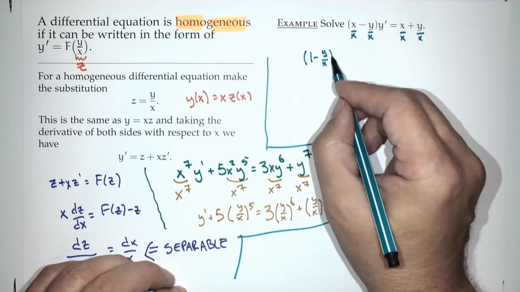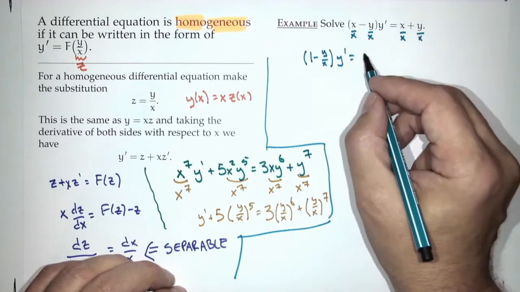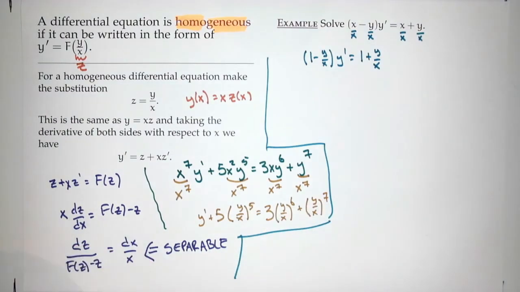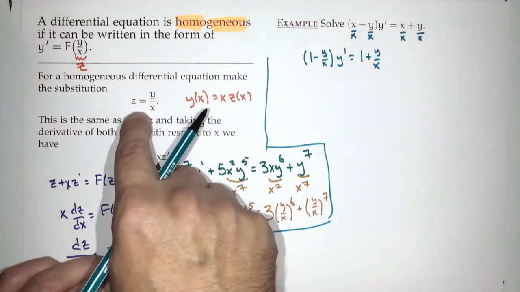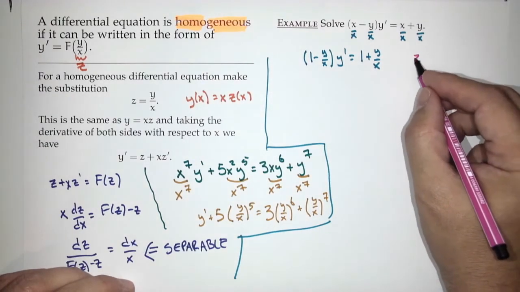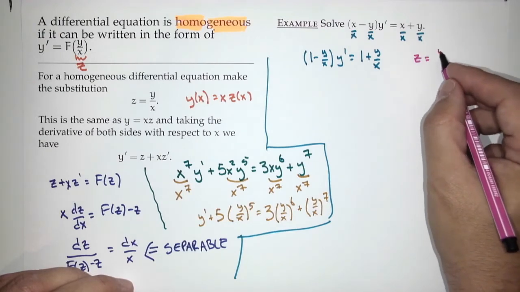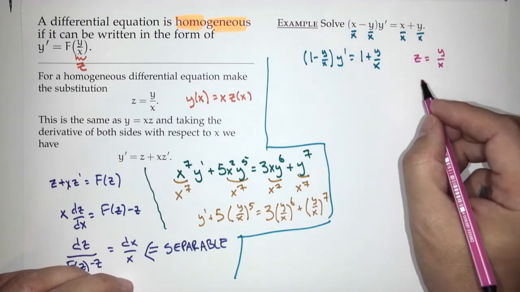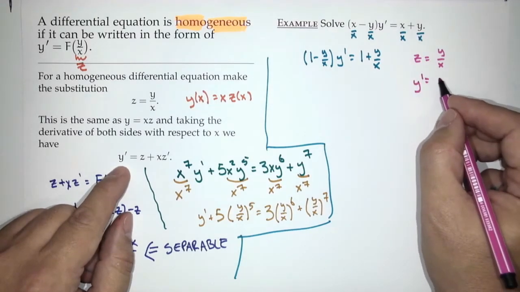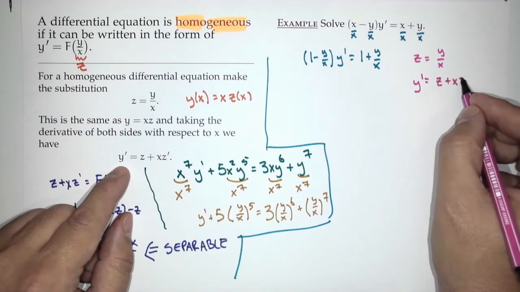So 1 minus y over x times y prime is equal to 1 plus y over x. And we say, aha, great. Everything looks like y over x. So we're going to make our substitution. We follow that through, and let's see where it takes us. Our substitution says we're going to let z equal y over x. And we have that y prime is going to be z plus x z prime.